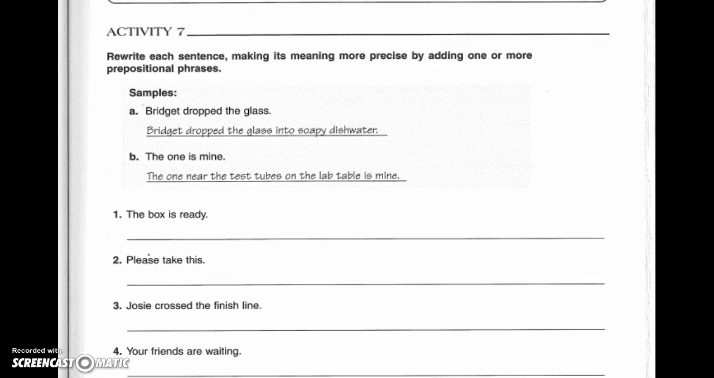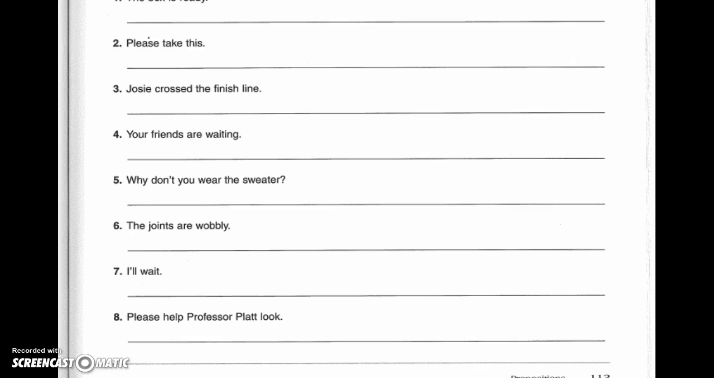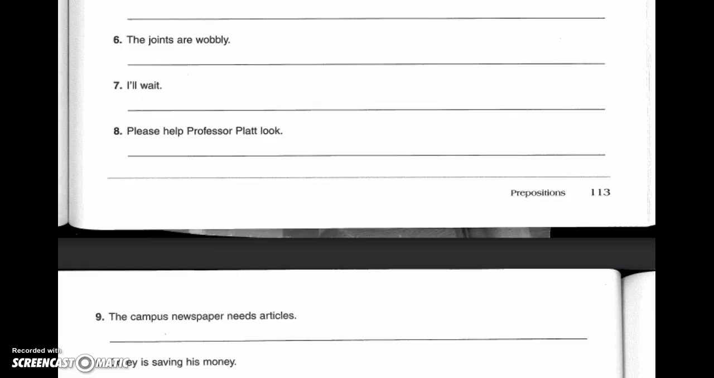Activity 7 wants you to rewrite each sentence, making its meaning more precise by adding one or more prepositional phrases. Now, answers can vary, but I do want you to write out the 1 through 10 even. So therefore, only do 2, 4, 6, 8, and 10. Just adding more prepositional phrases to make your writing a little bit more effective. There's 2, 4, 6, and 8, and here's 10.